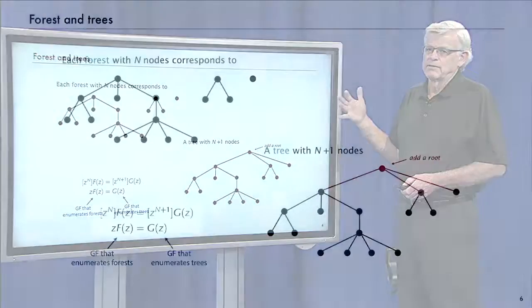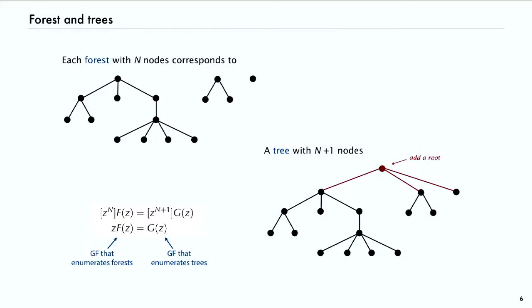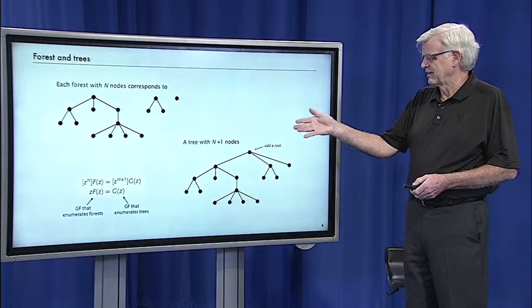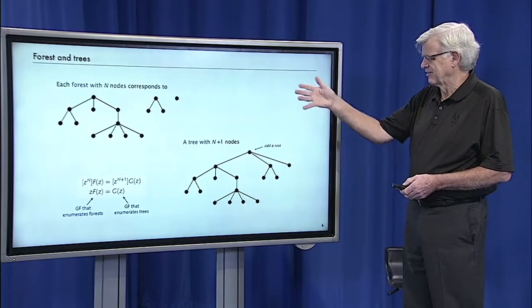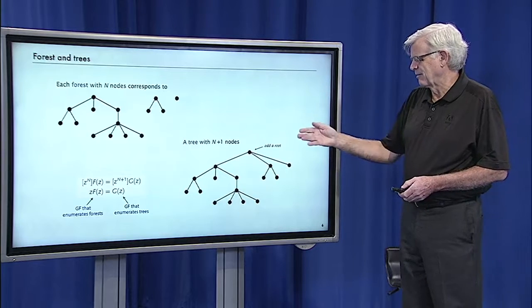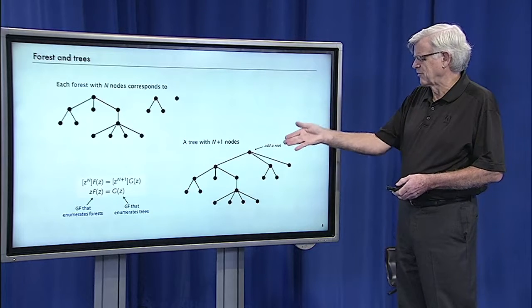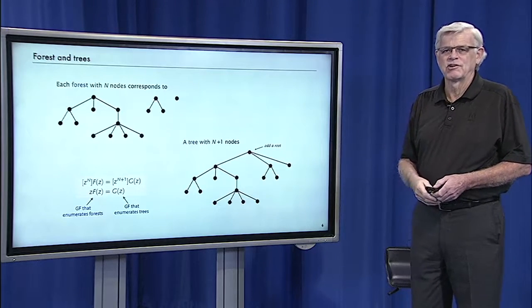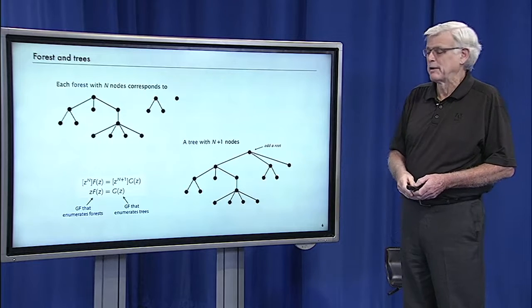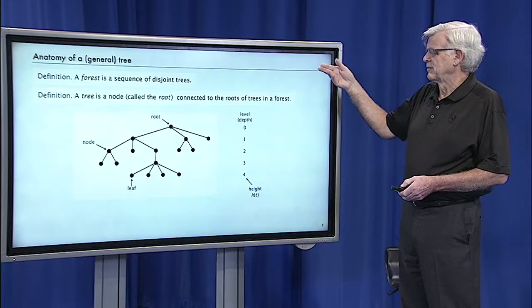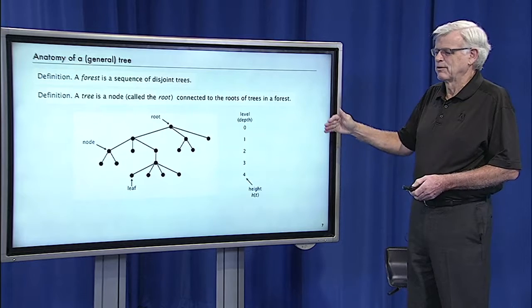So now, in general, the classical mathematical concept of a tree is in terms of forests. A forest is a set of trees, and a tree is a forest with a root added to the top. And just from this quick observation, the generating function that enumerates trees is just z times the generating function that enumerates forests, corresponding to adding the root. So this is a recursive definition, but these are recursive structures.